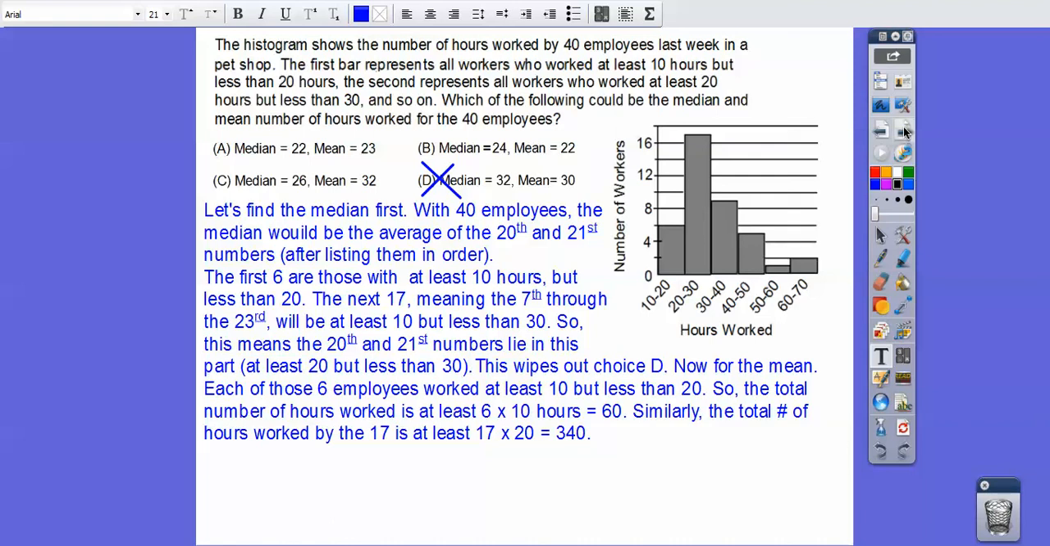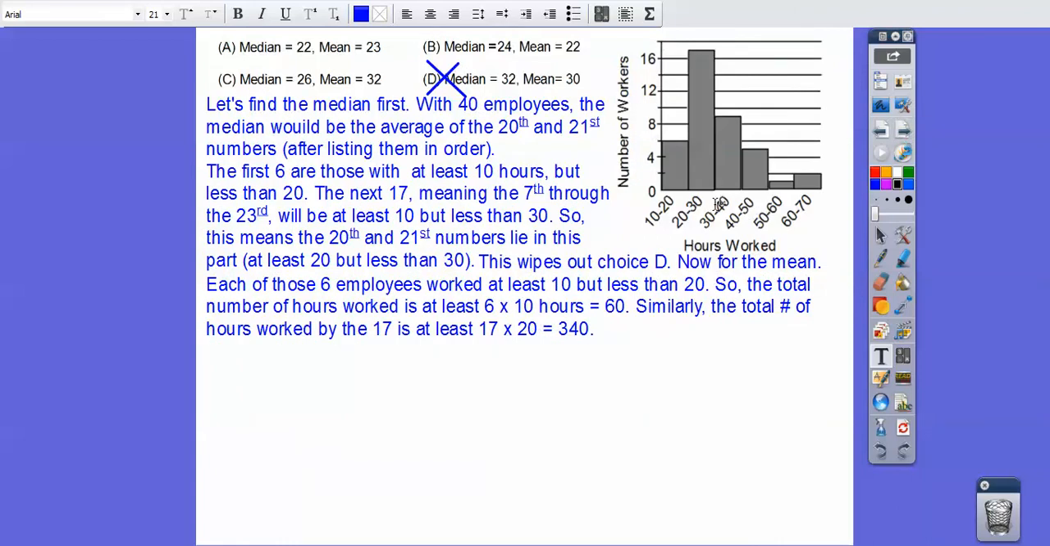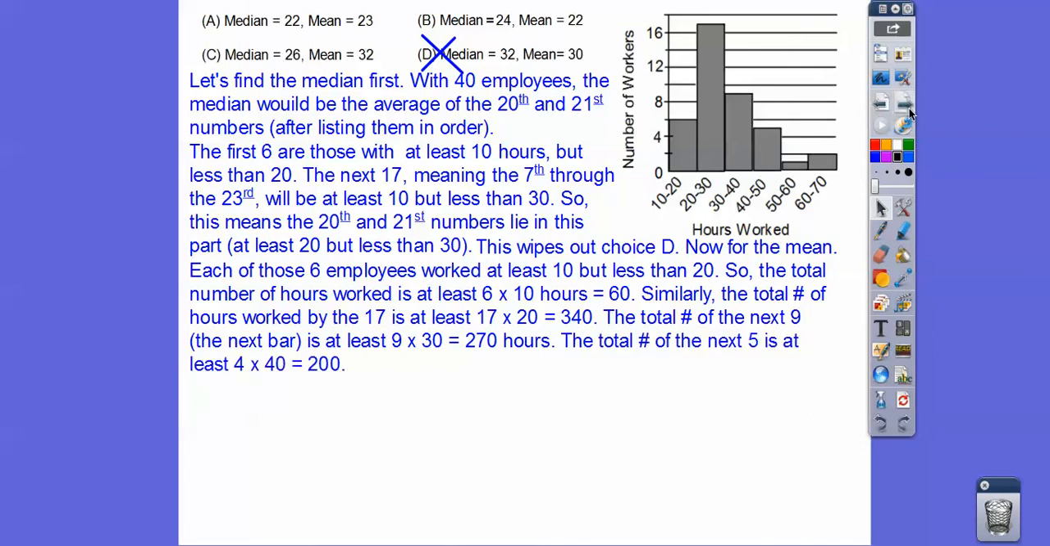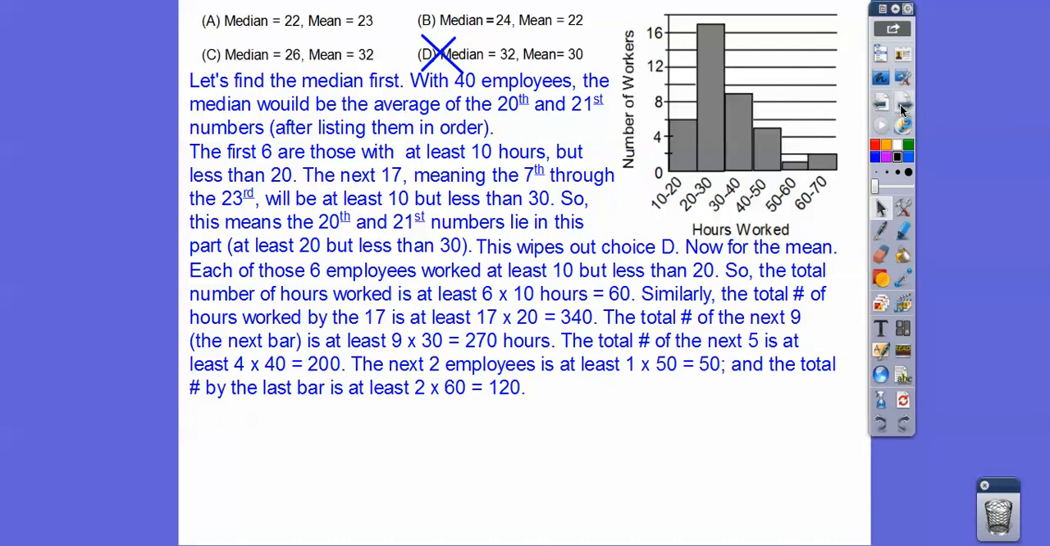The total number of hours for the next 17 employees is at least 17 times 20, so 17 times 20 is 340. And we keep doing that. This one is going to be 9 times 30, so at least 270 hours. So this one was at least 60 hours, this one at least 340, this one at least 270. This one is at least 5 times 40, or 200. And 1 times 50. So this is going to be the least amount of hours that they can work.